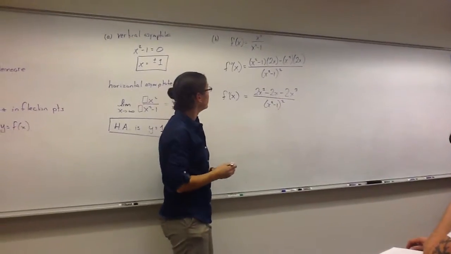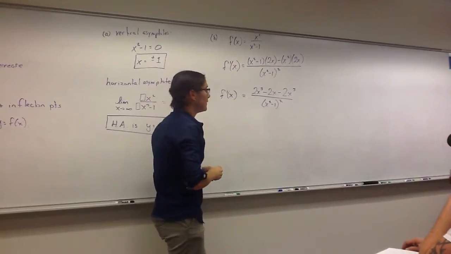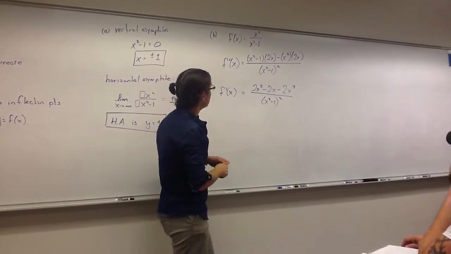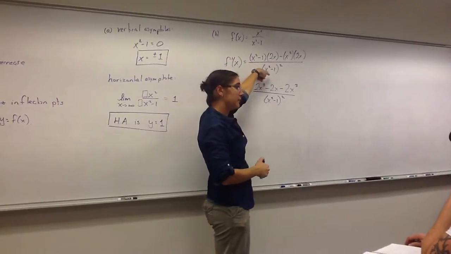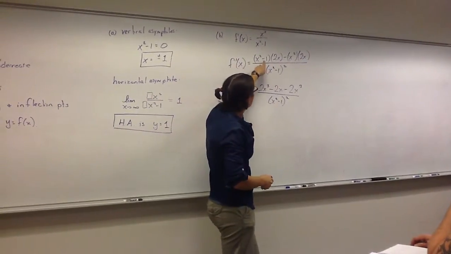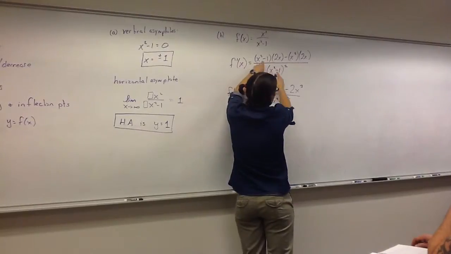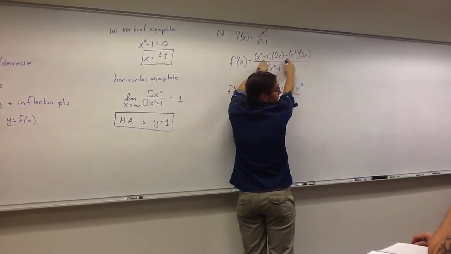Yes? Before you do that, wouldn't you be able to get the x squared minus 1 out of the way? This one here and here? Yeah. Wouldn't that be easier? I have to be a little bit careful. I cannot cancel this one because I've got addition or subtraction here.